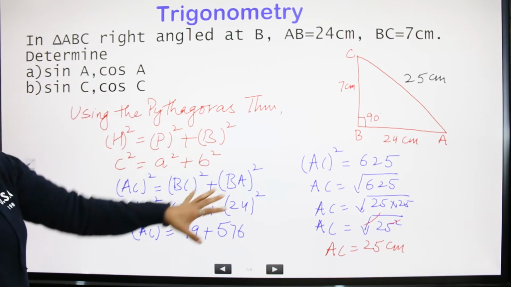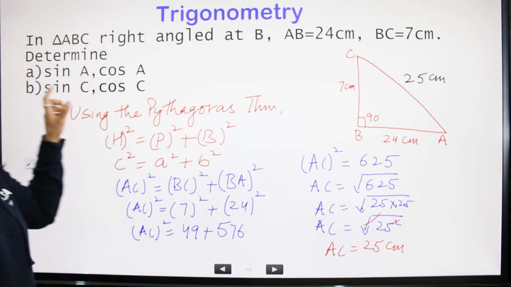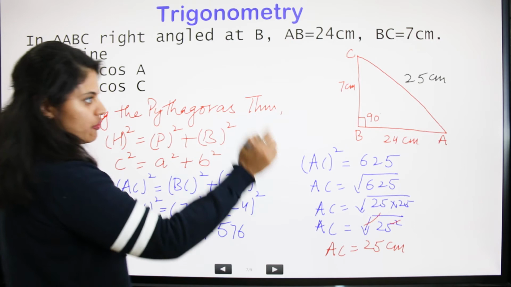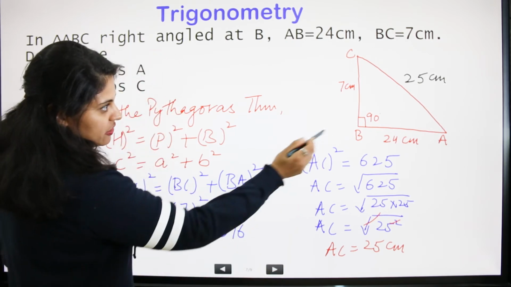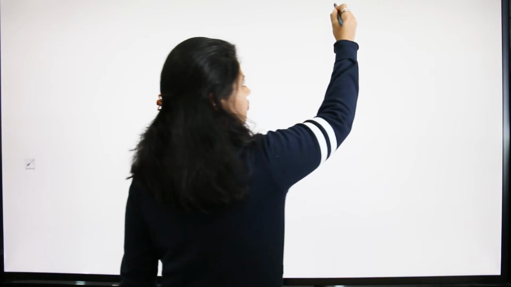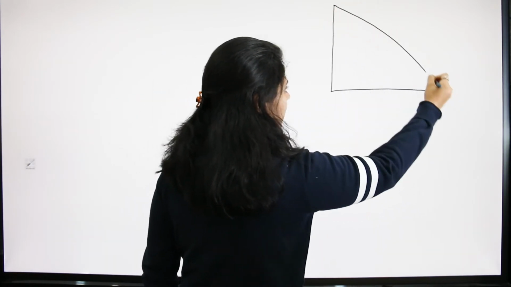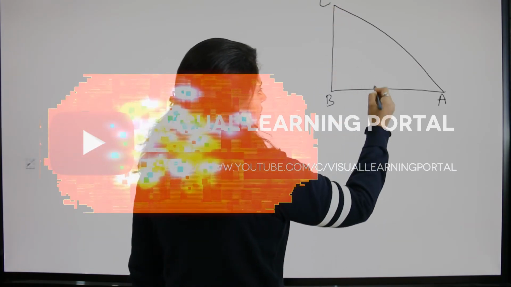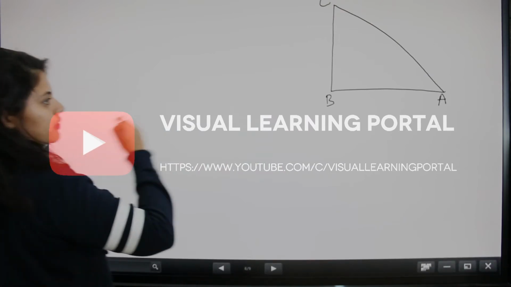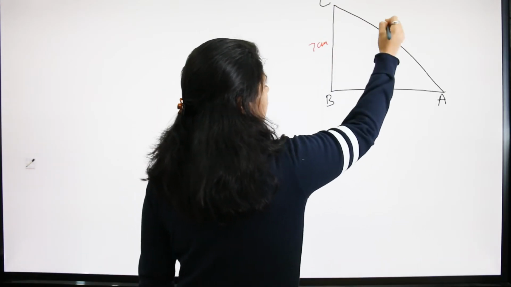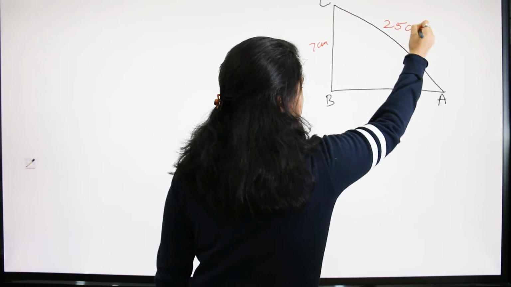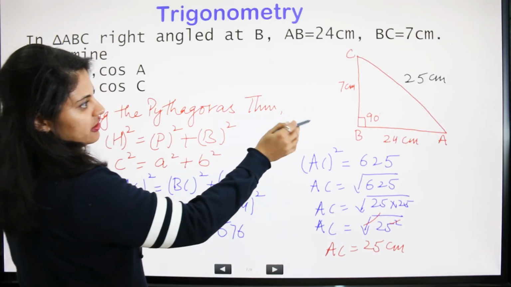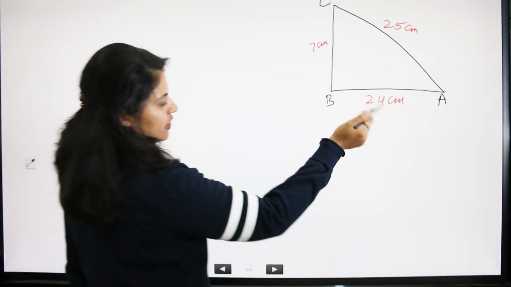We have solved this with the help of the Pythagoras theorem, and now it's time to find the values of these trigonometric ratios. How can we find them? We are going to draw the triangle again with sides 7, 24 and this one, so that we can easily find the values. The right angle is at B, here is A and this is C. BC is 7 centimeter, AC is 25 centimeter and BA is 24 centimeter, which was already given to us.